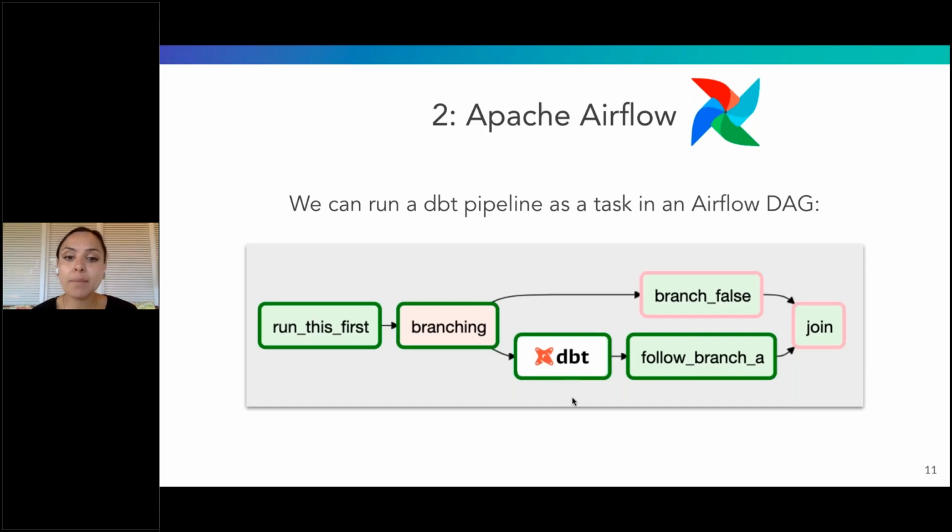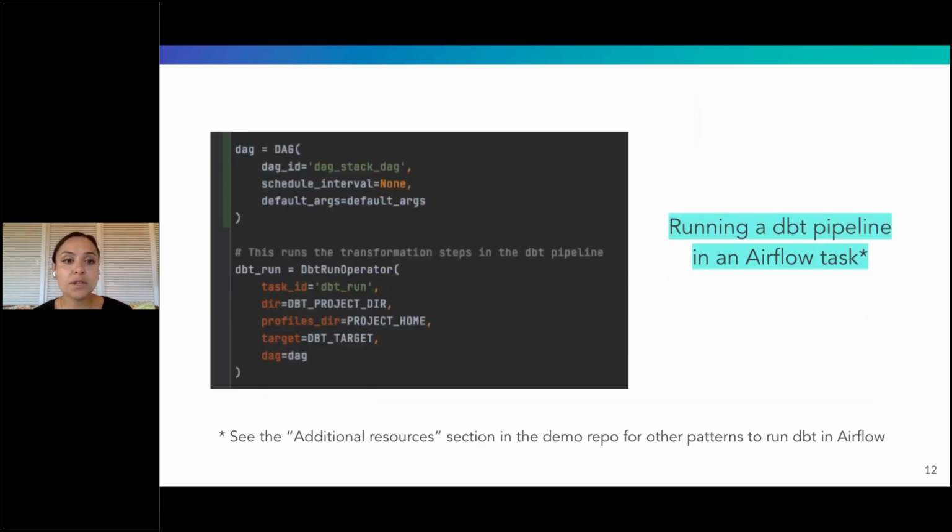Just as a disclaimer, I'm going to show one pattern of fitting a DBT pipeline into a DAG. There's also a way of mapping every single node, or every single DBT model that you have, to its individual Airflow task. That's also a pattern that's totally valid. I have some additional resources in the GitHub demo repo you can read up on. But in this particular example, I'm treating the DBT pipeline as a single task in the Airflow DAG.